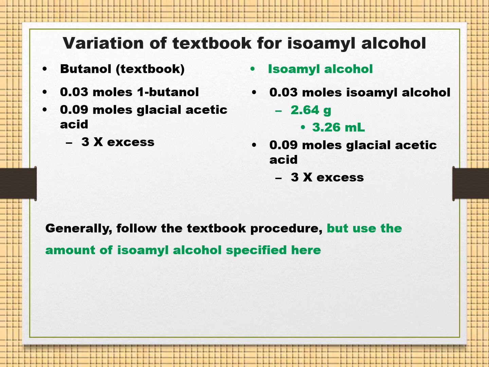and 0.03 moles of this alcohol will become 2.64 grams in mass, or 3.26 milliliters in volume, whereas we'll be using the acetic acid, glacial acetic acid, in 3 times excess, like it will be 0.09 mole. So you can follow the procedure in the textbook. The only difference is that you have to use the amount recommended here.